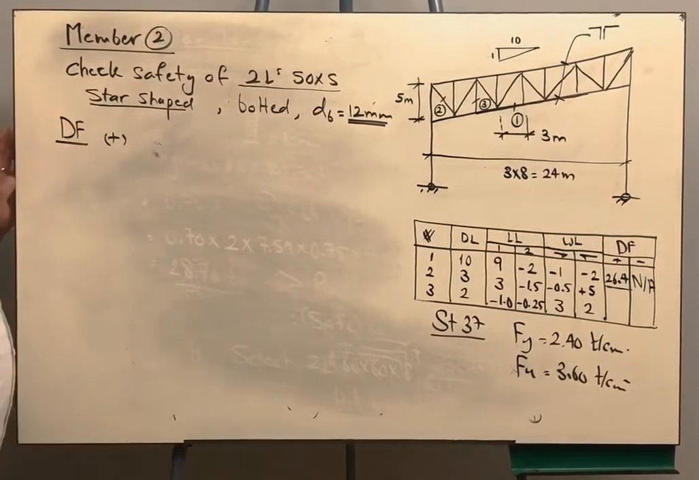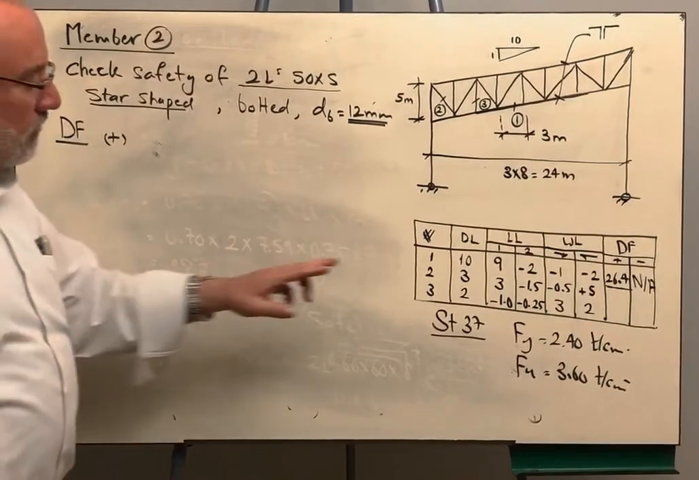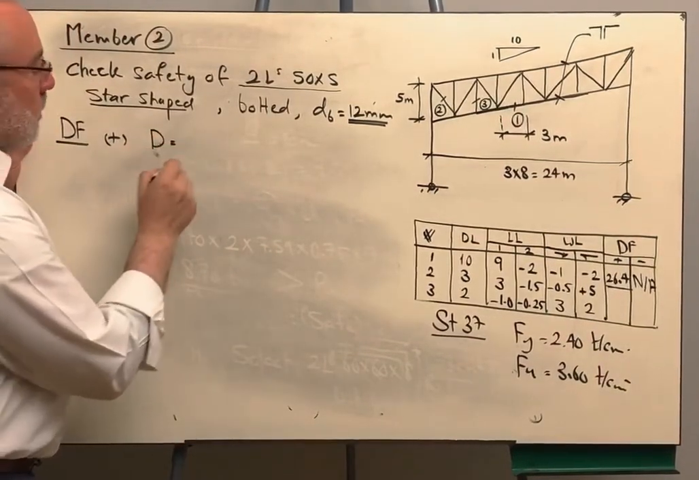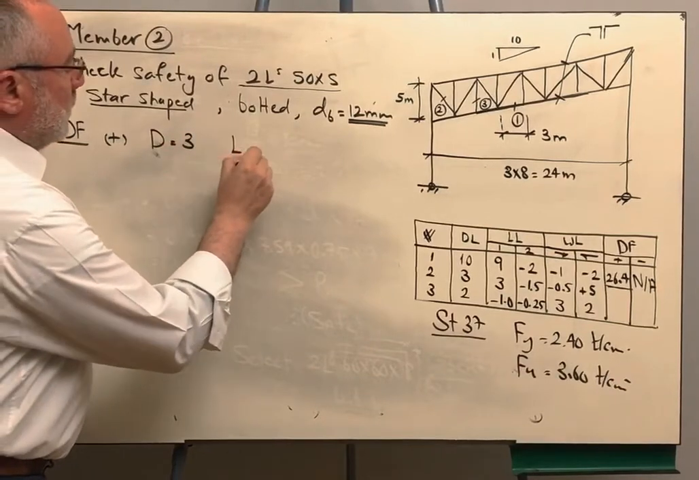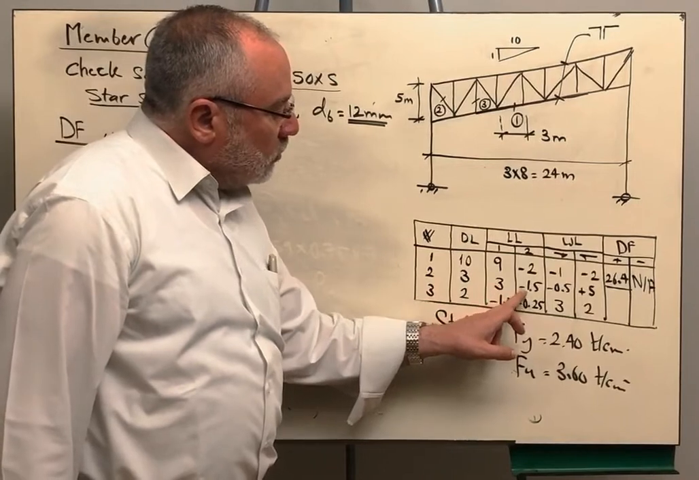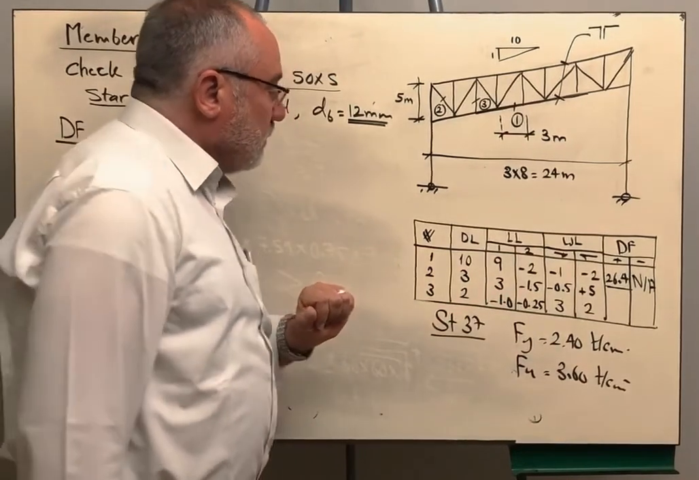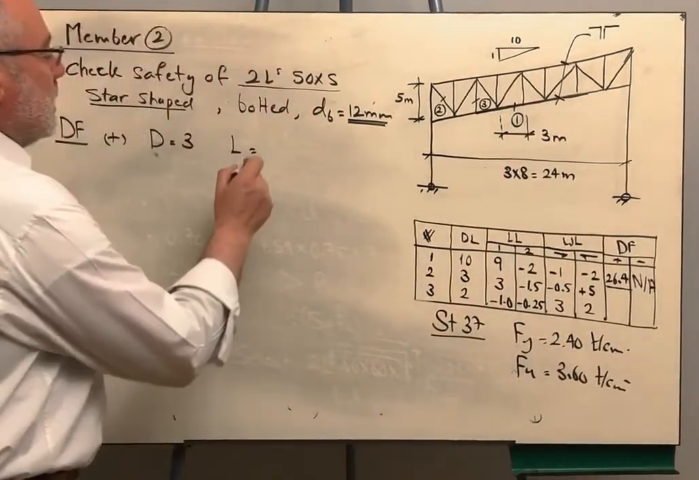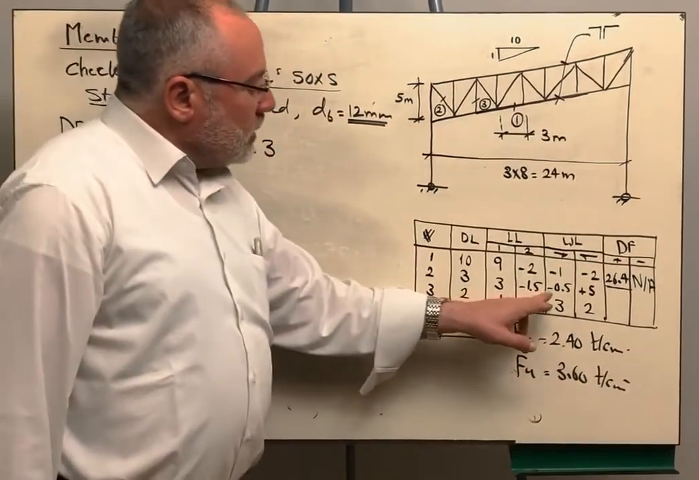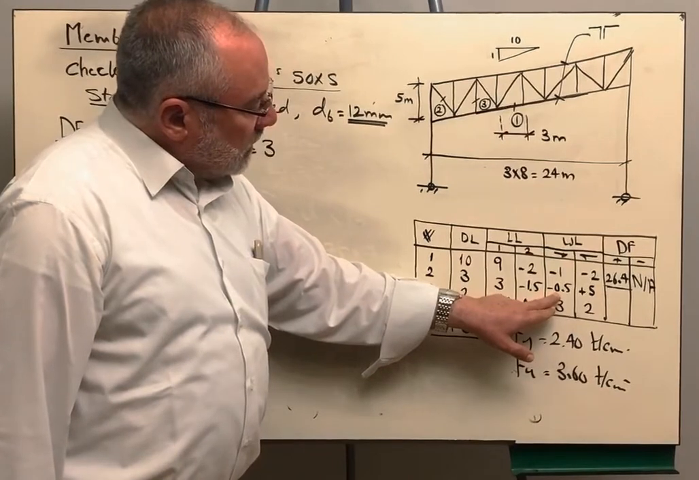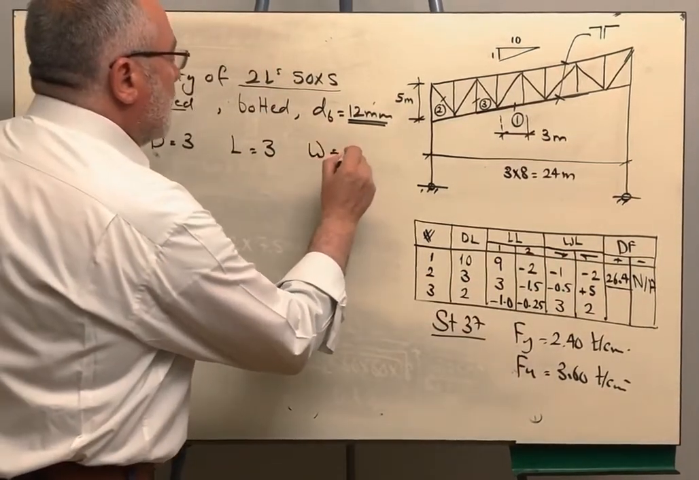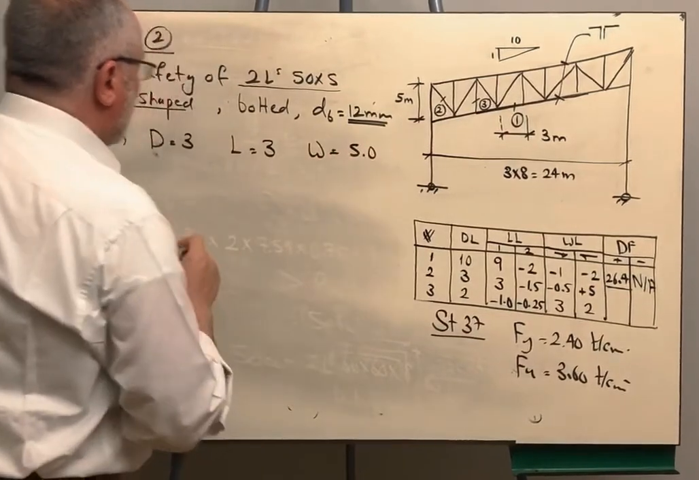I will get the positive design force here. So for the positive design force, the dead load will be 3. The live load, I will take either the 3 or the negative 1.5, so I will take here the 3. For the wind load, I will take either the negative 0.5 or the 5, so for the wind, I will take the 5.